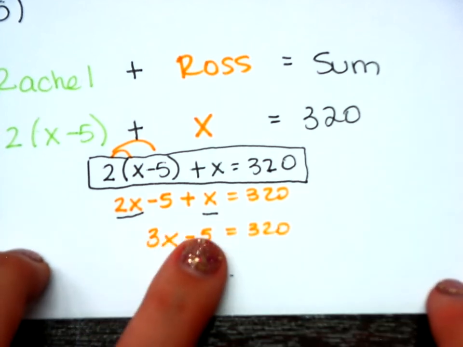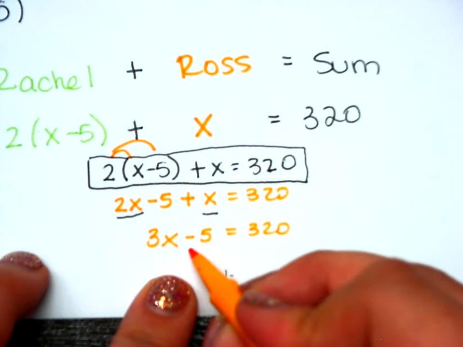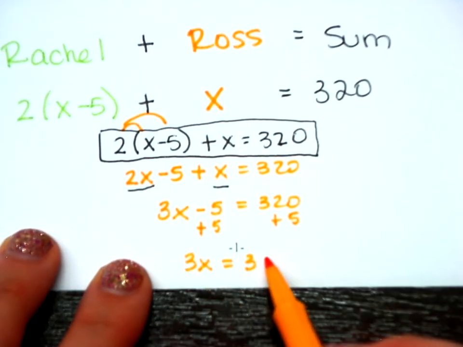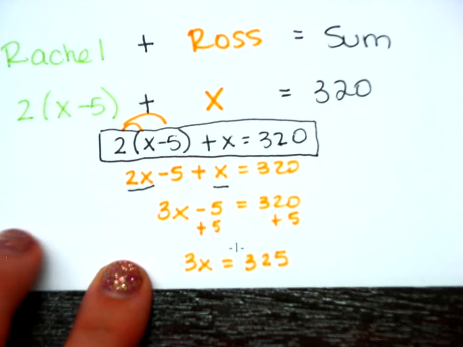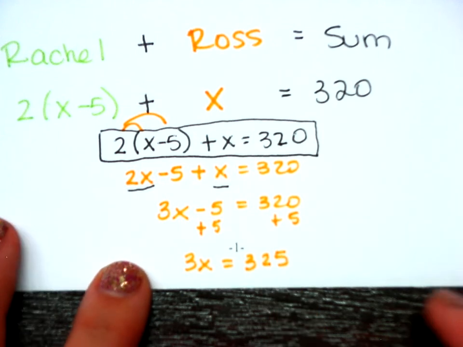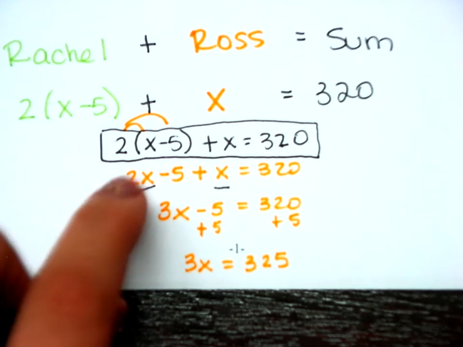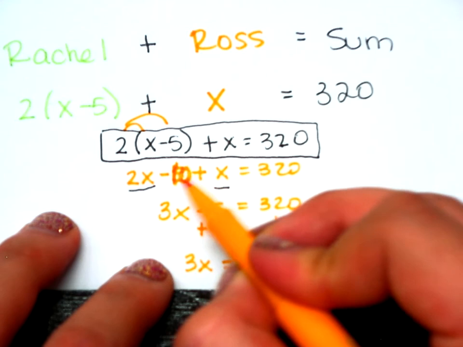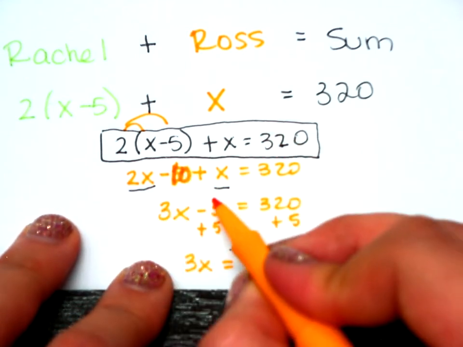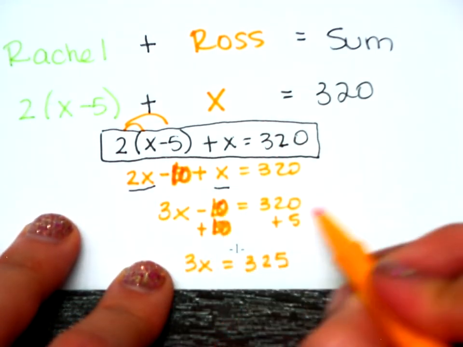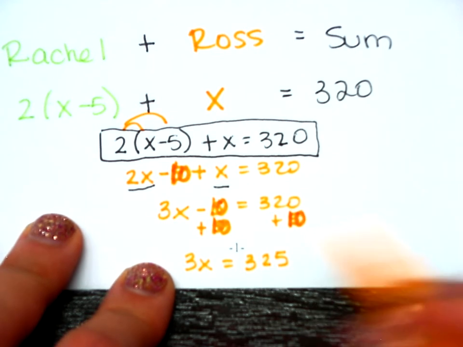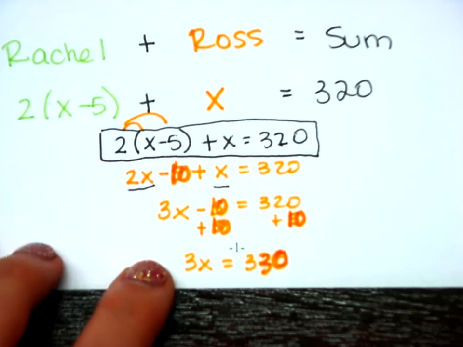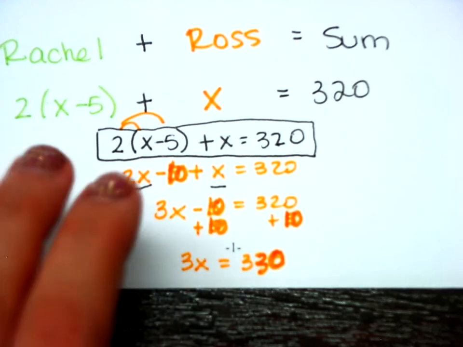I'm going to undo my subtraction first before I do multiplication. So I'm going to add 5 to both sides of the equation. So I've got 3x equals 325. Oops, and I just caught my mistake, guys. Hey, we all make them. I'm noticing right now I made a mistake with my multiplication. This should be 10, so make sure you go back and fix that with me. 2 times 5 is 10, not 5. So I'm going to write a 10 anywhere that I wrote a 5. So this is 330. Perfect. Okay, so now I'm going to divide both sides by 3.